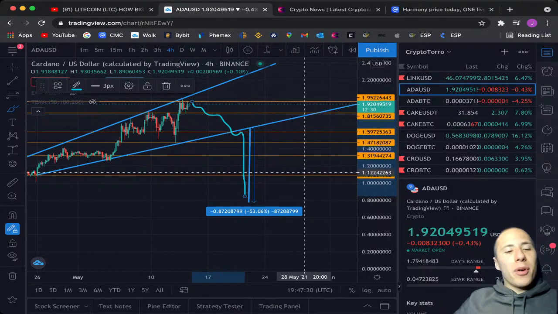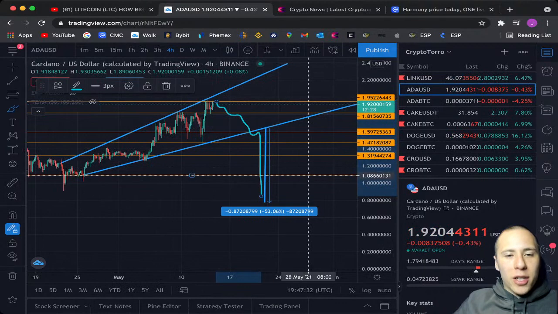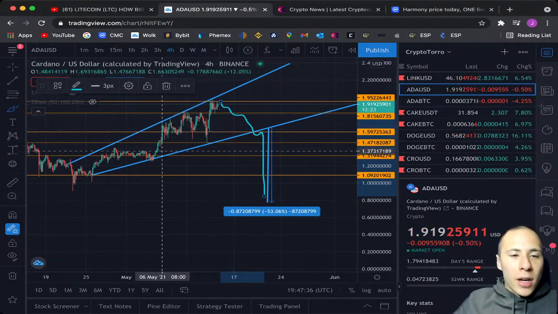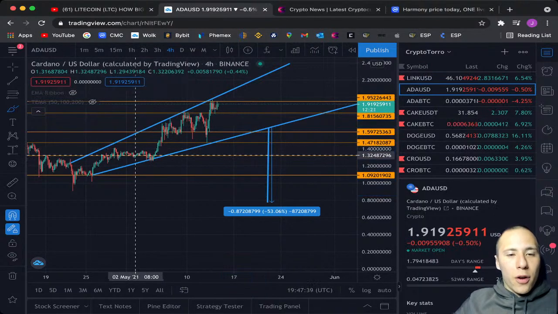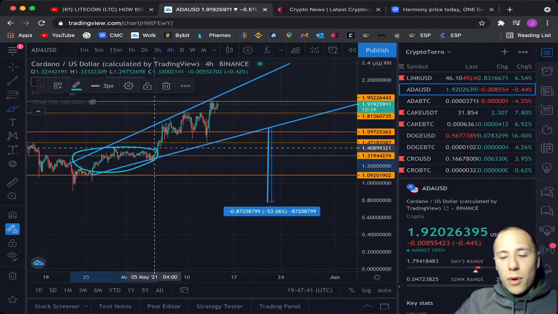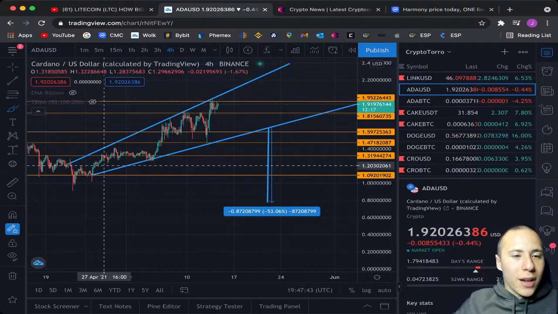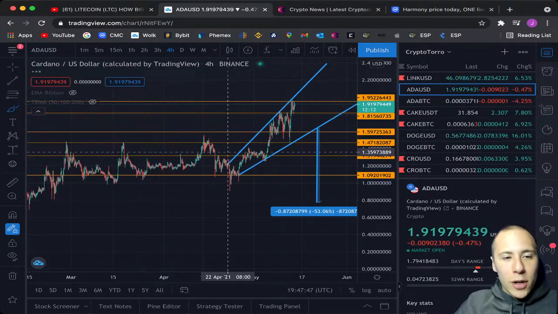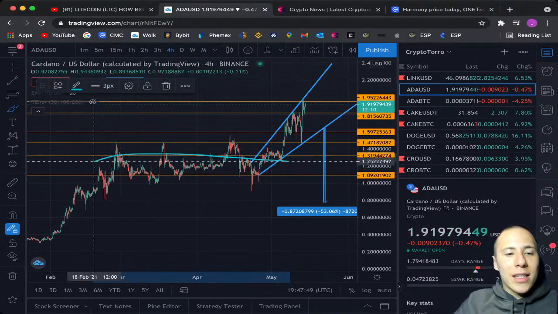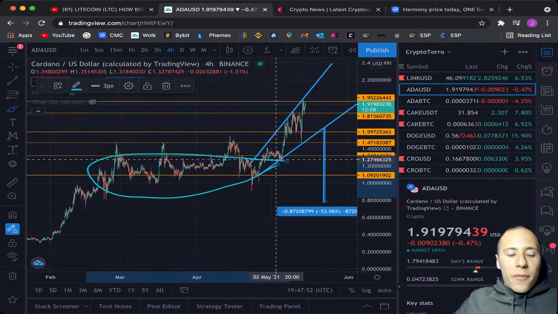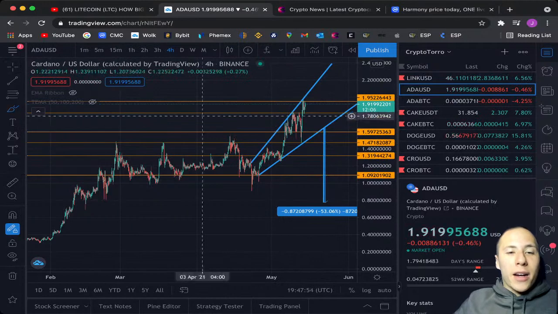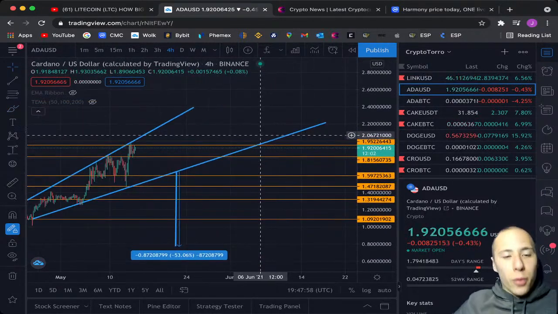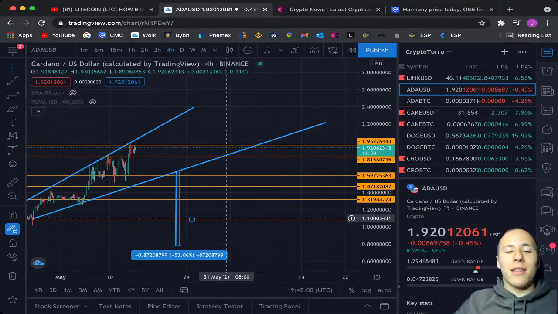But I personally don't think this will be happening, especially because we have lots of very significant levels of support. As you can see down below, we have a huge level of support over here, and as well a huge level of support down below. Both levels are very significant, especially if you look even further back. You can see that these levels are just very difficult for Cardano to crush. So I'm personally not looking at Cardano and thinking, oh well, it will be going down towards $1.10.